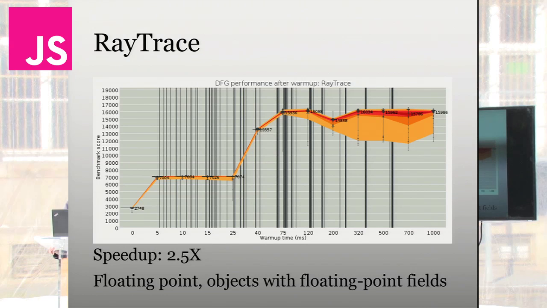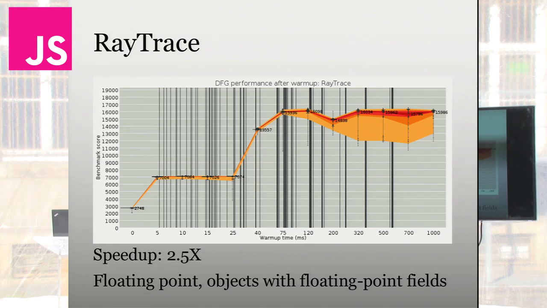Right. So ray trace. Here we have an interesting example. It's the first floating point example in the V8 test suites. It uses some floating point math, and it uses objects with floating point fields, so like this.x being a floating point number. We see very tight performance here, and then as we warm up a bit more, we start to see a bit more variance.